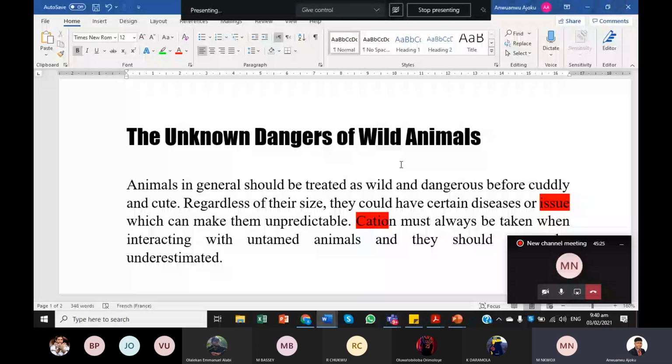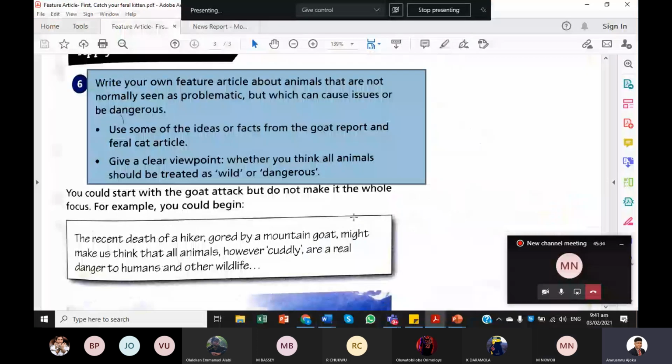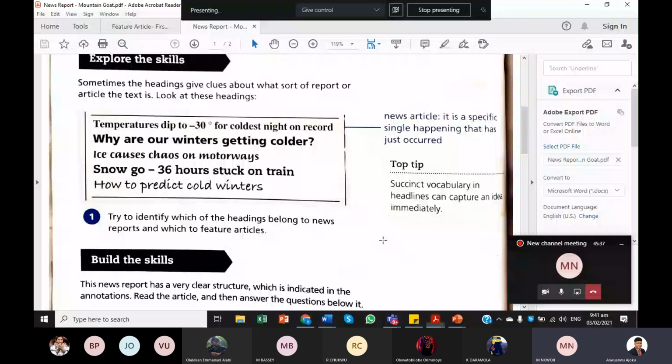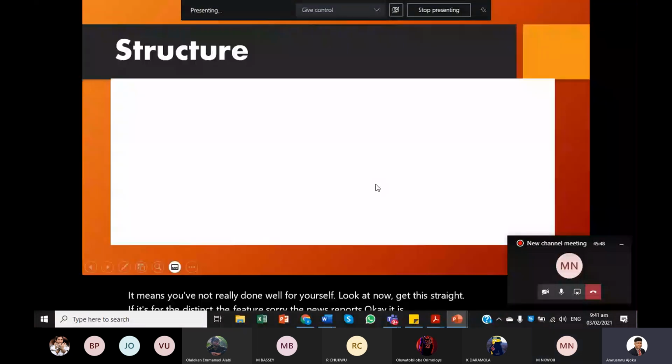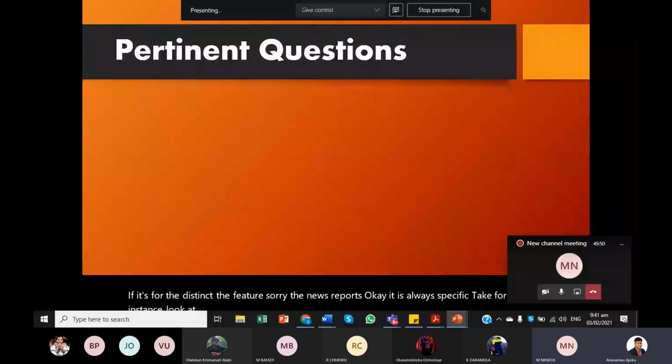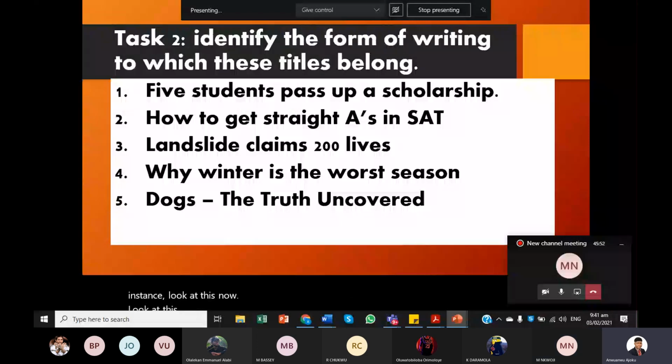I'm not sure. Get this straight, because if by the end of today's lesson you don't get the main difference, it means you've not really done well for yourself. Look at now, get this straight. If it's for the news report, it is always specific. Take for instance, look at these titles we have here. They're always specific. 5 students pass up a scholarship. Landslide claims 200 lives. Okay?